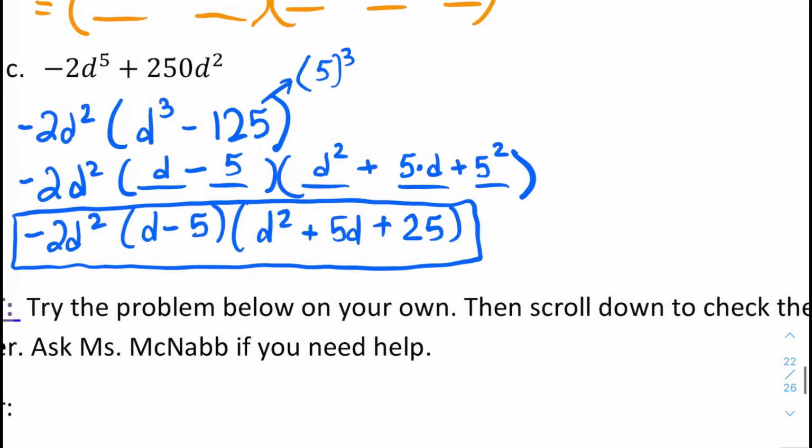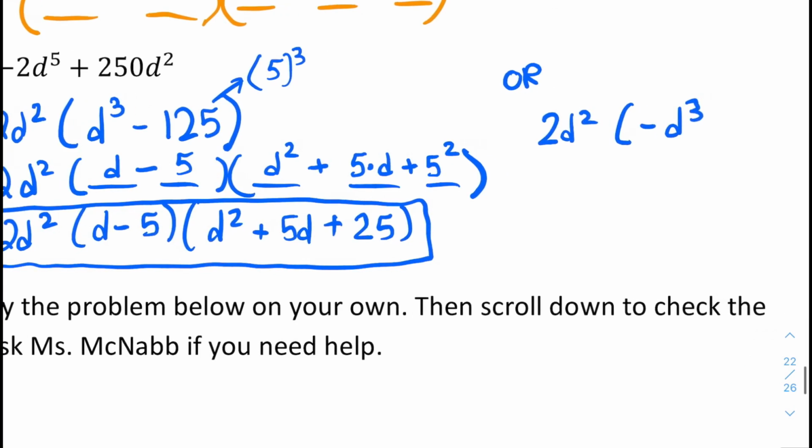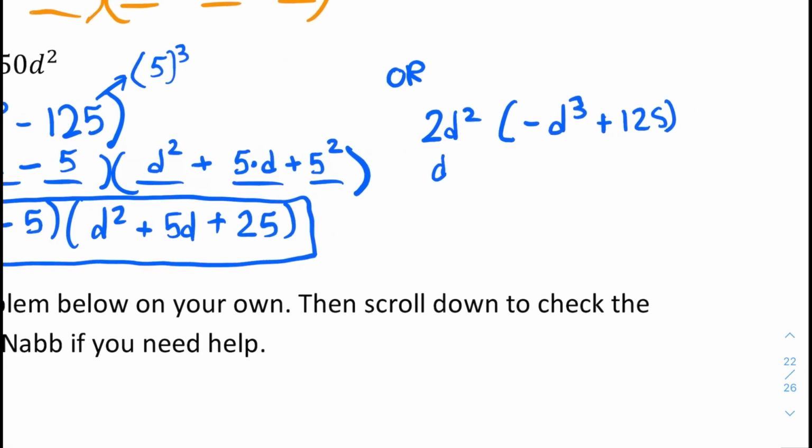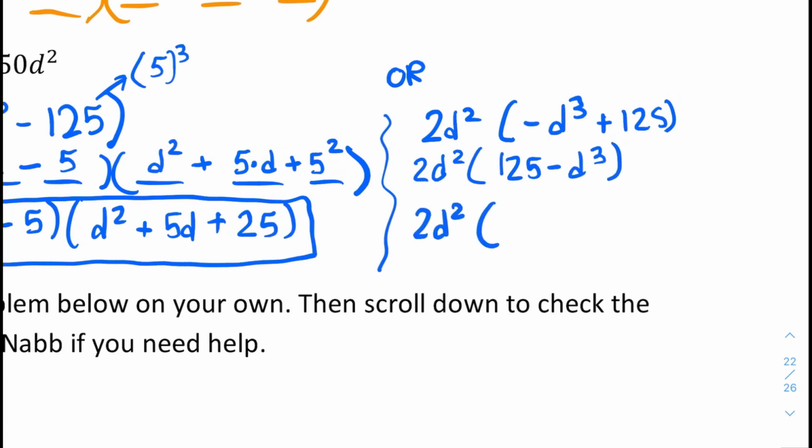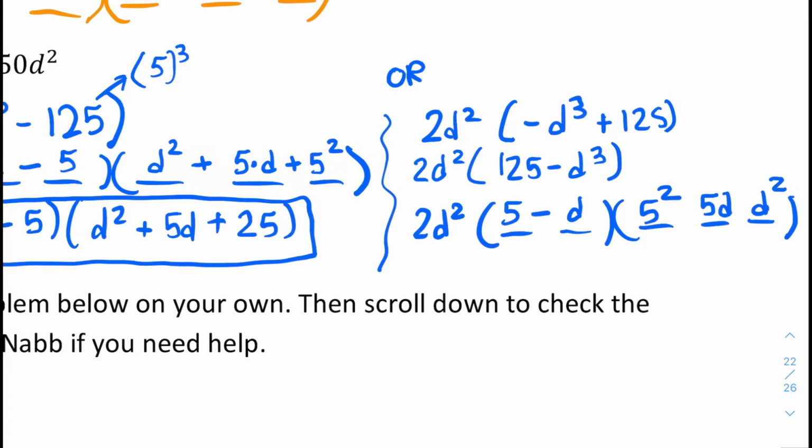I'm going to show you another option, just for you to know that it's not wrong if you factor out a positive 2d squared. That would leave you with a negative d cubed plus 125. And then I would probably reorder it and make it 125 minus d to the third. If you think about still, what do you cube to get 125? What do you cube to get d? 5 and d. Things are going to be in a little bit different order, but this is also totally fine and would still equal your original expression.